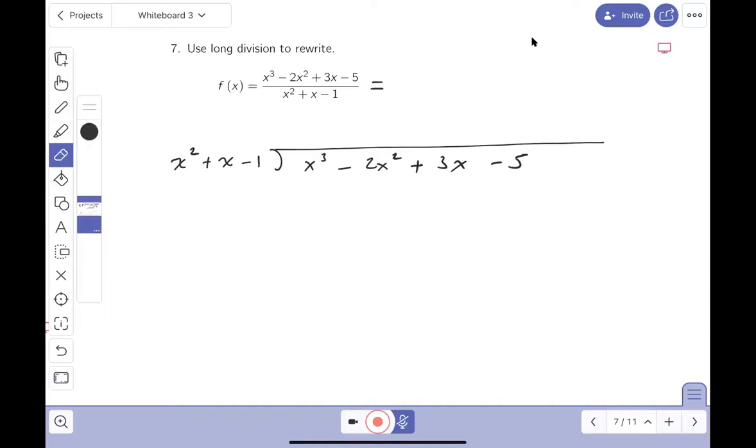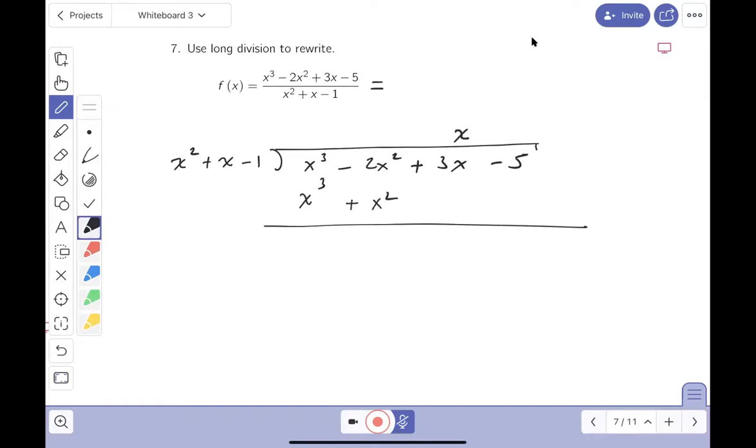I think I went too long with the long division symbol over here. Okay. What times x squared would give you x cubed? It would be x, right? And x times x squared is x cubed. Let's see, what would you get next? Plus x squared. That's not so bad. And then minus x. Subtract. You would get minus 3x squared.